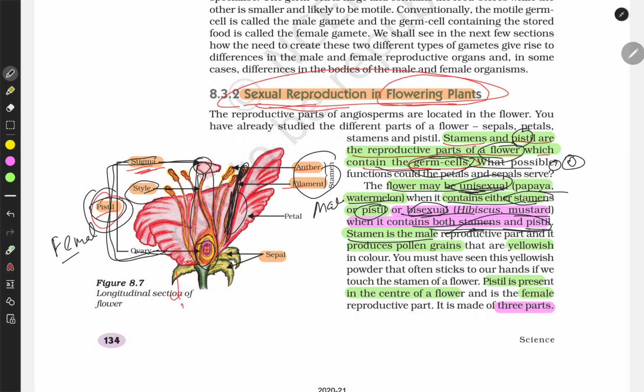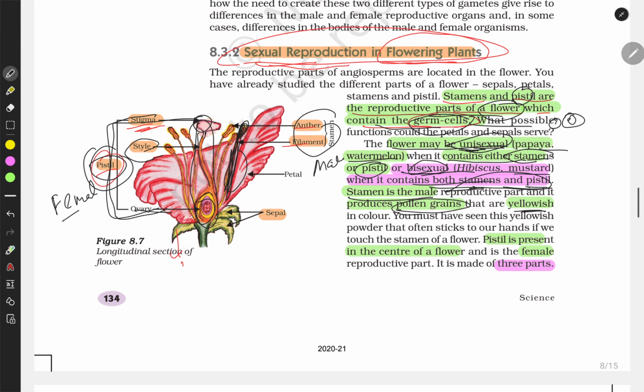The stamen is male, and it produces pollen grains. They are yellowish in color, and the pistil is present in the center of the flower. The stamen surrounds the pistil, and the pistil is the female part, and it is divided into three: stigma, style, and ovary.